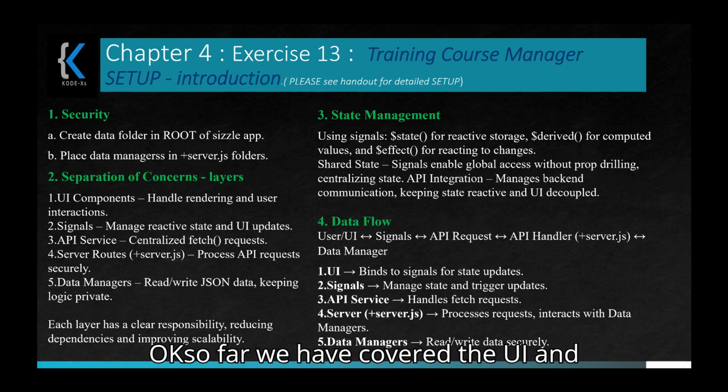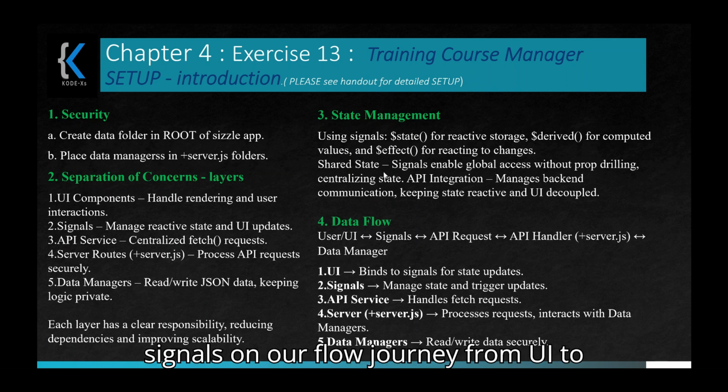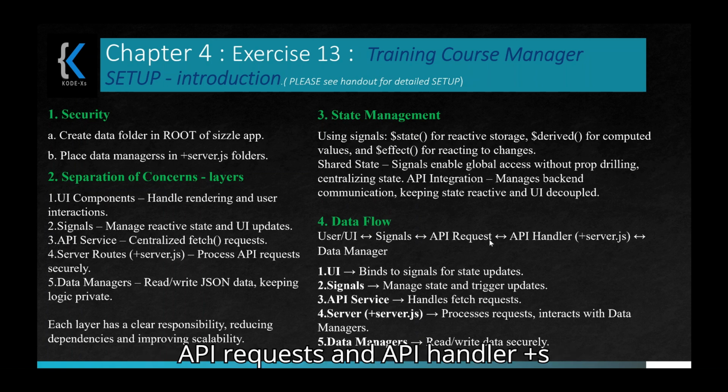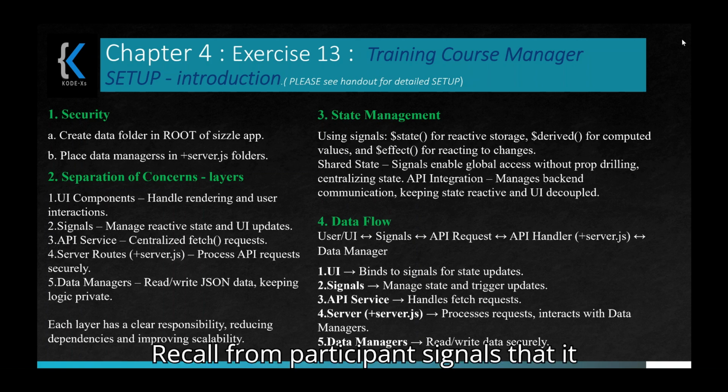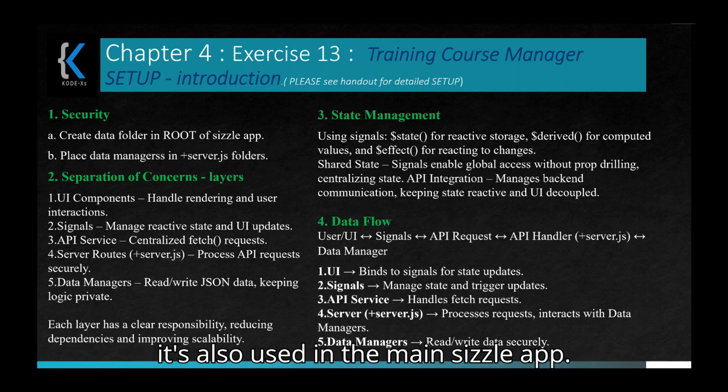Okay, so far we have covered the UI and signals on our flow journey from UI to server. We will continue that now with API requests and API handler, plus server.js and data manager for the participants dataset. Recall from participant signals that it imports two functions from API service.js: getData and updateData. All datasets share this API service.js, and it's also used in the main Sizzle app.